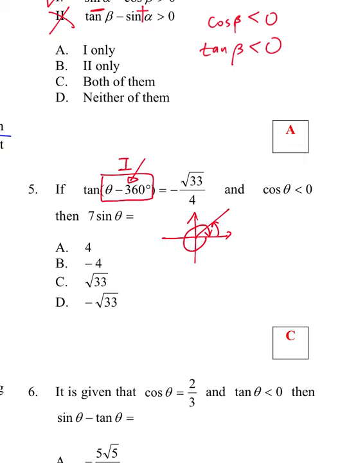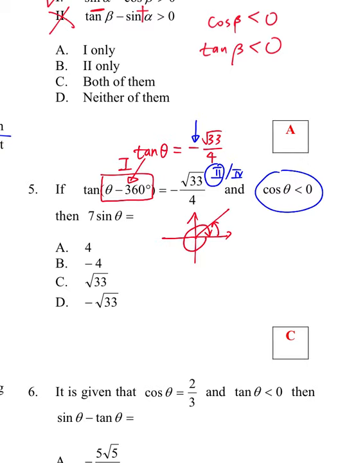it means that after the simplification using identity, we obtain the result tangent theta equals negative square root of 33 over 4. Okay, so we apply the identity and obtain this result. Now since tangent theta is negative, it means that theta lies in quadrant 2 or quadrant 4. Together with the information that cosine theta is negative, it means that you have to choose quadrant 2.